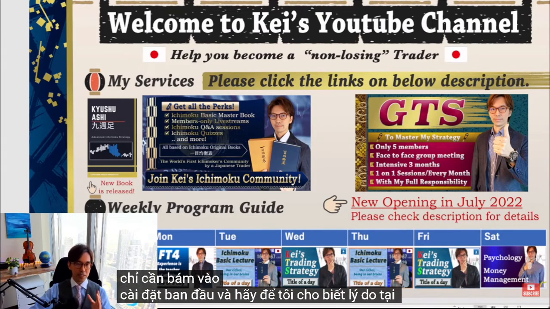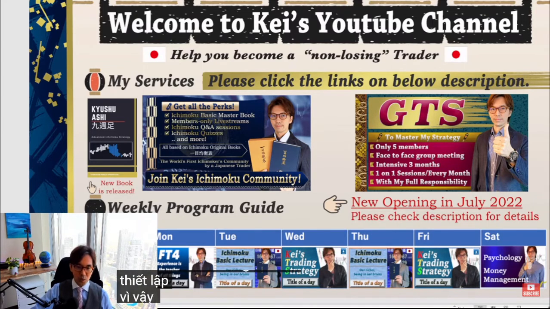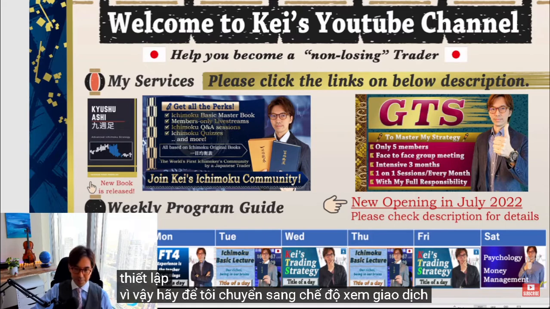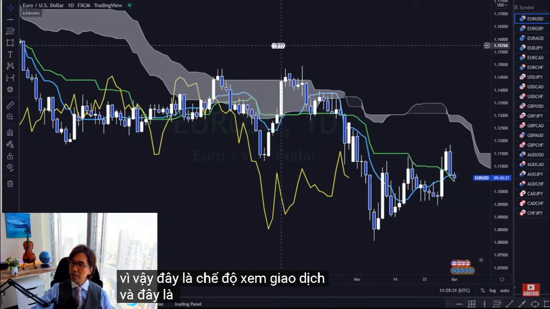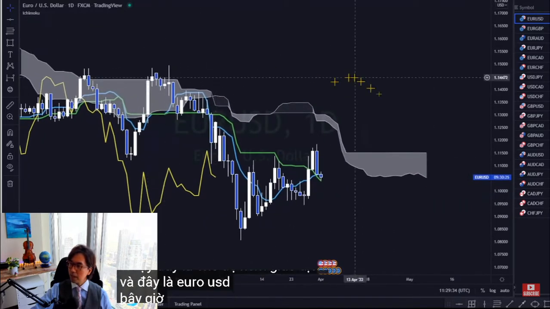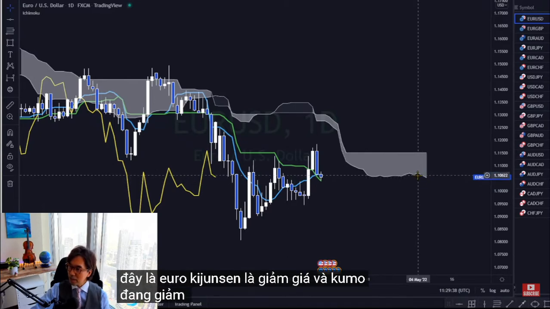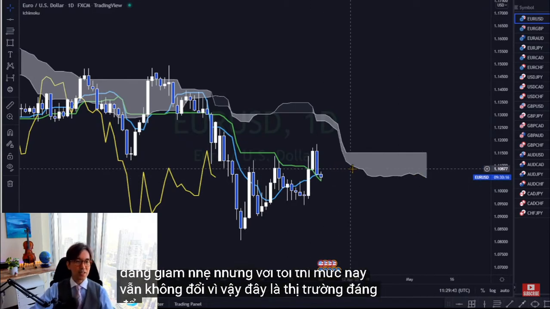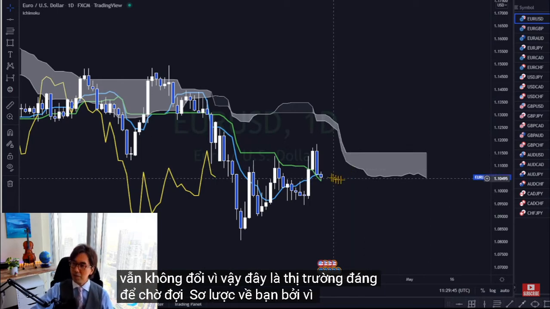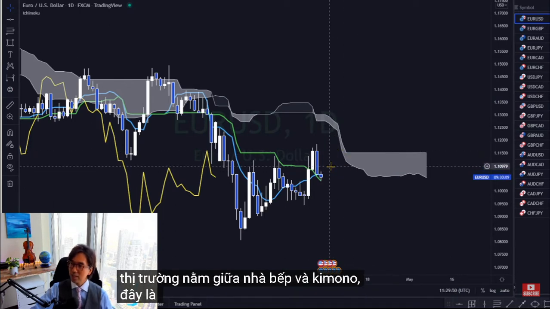And let me tell you the reason why the original setting is the best. So let me switch to TradingView. Here is TradingView, and this is EUR/USD. Now Kijun-sen is bearish, and Kumo is slightly bearish, but to me this is still a flat range. This is a market to stay away from at a glance, because the market is in between Kijun-sen and Kumo. This is a range market in terms of Ichimoku.